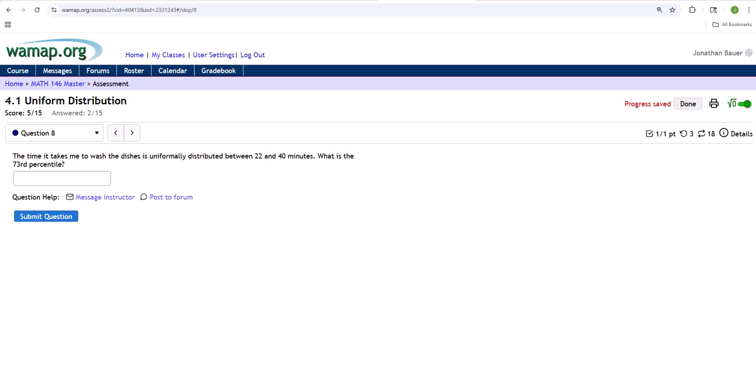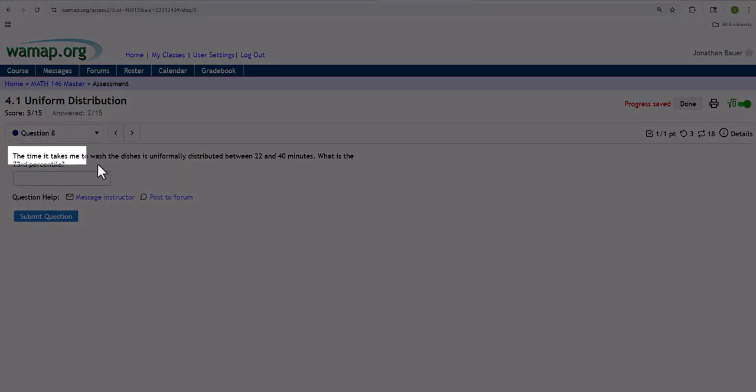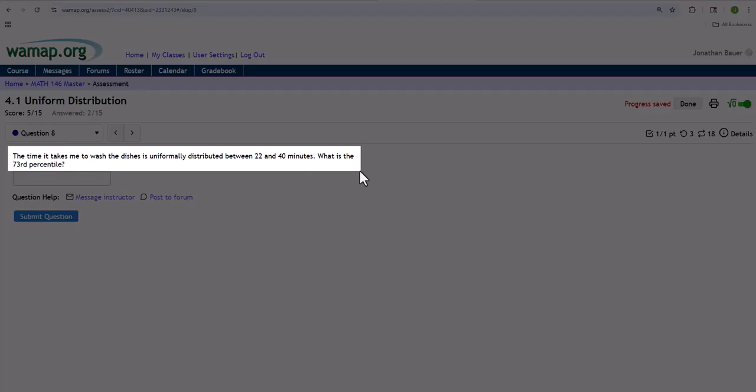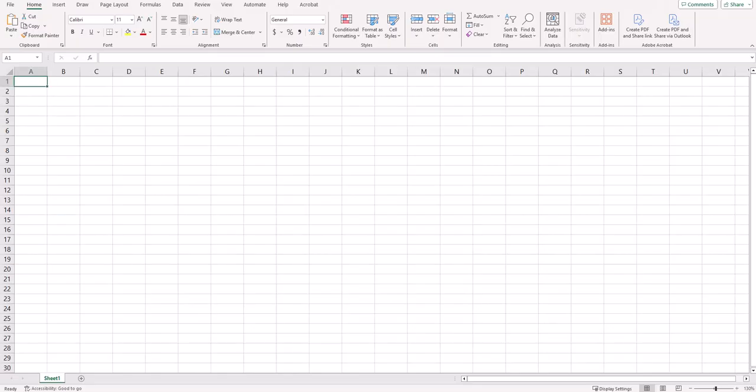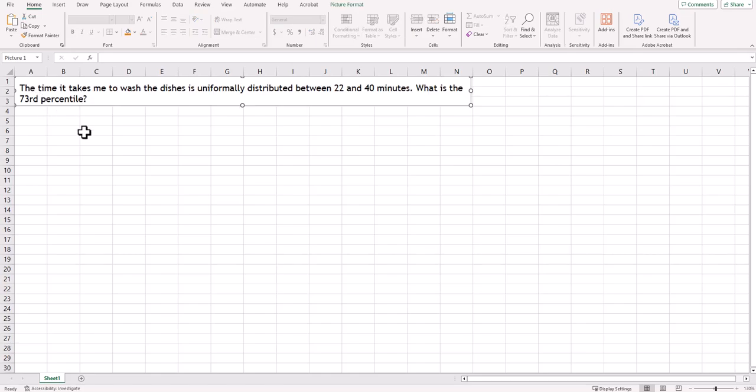All right, back here with one more type of question for uniform distributions, and these are percentiles. So I'm all about that dishwasher life. The time it takes me to wash the dishes is uniformly distributed between 22 and 40 minutes. What is the 73rd percentile? So I'm going to snag this question and pop on over here to Excel to do some work.